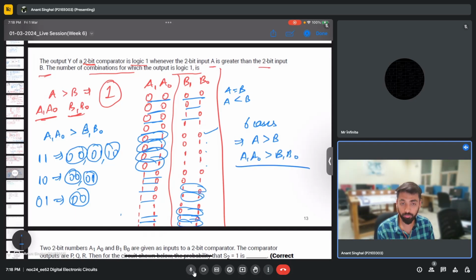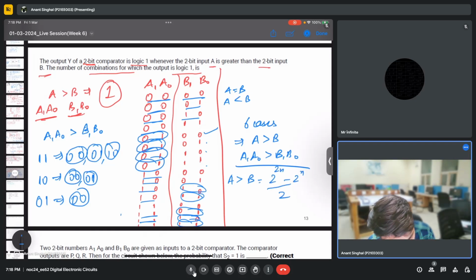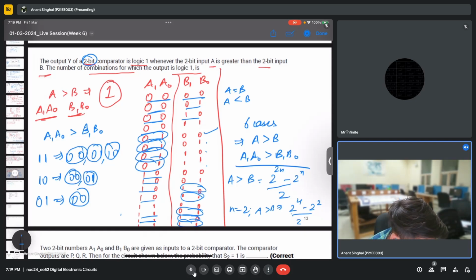So this is also given by a shortcut formula for an n-bit comparator. Total cases for A greater than B is (2 raised to power 2n minus 2 raised to power n) by 2. Here we have a 2-bit comparator, so n is 2. So for A greater than B, you can write the formula (2 raised to power 4 minus 2 raised to power 2) by 2. This gives 16 minus 4, that is 12 by 2, that is 6.